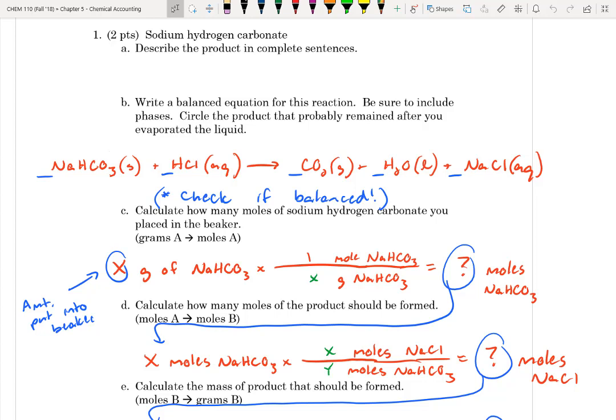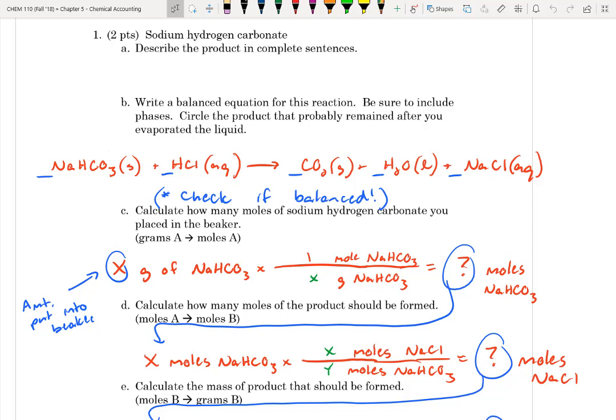And then B says write a balanced equation for this reaction. Be sure to include phases. We haven't really gone over phases much in class, but it's pretty intuitive. What does S stand for? Solid. What does AQ stand for? Aqueous. That means it's a solution of hydrochloric acid. CO2 is a gas, so we have a G behind it. H2O is a liquid, so we put an L behind it. And sodium chloride is aqueous because it was dissolved in water.